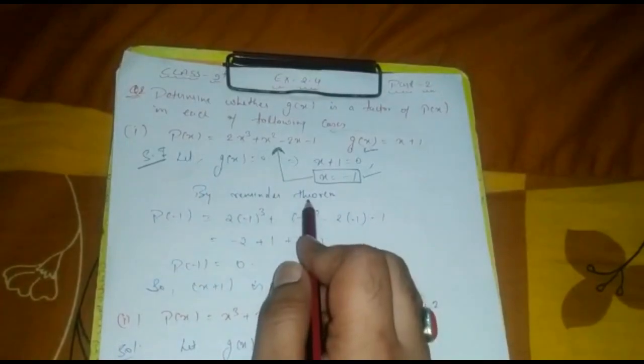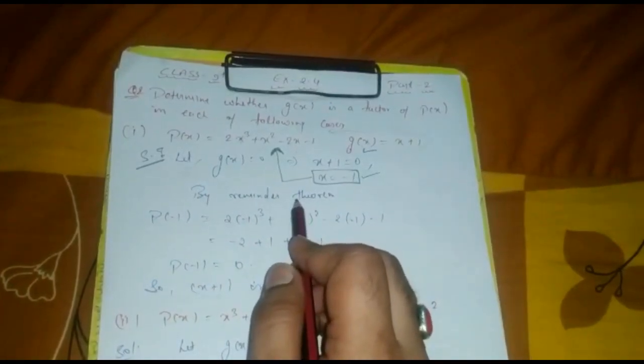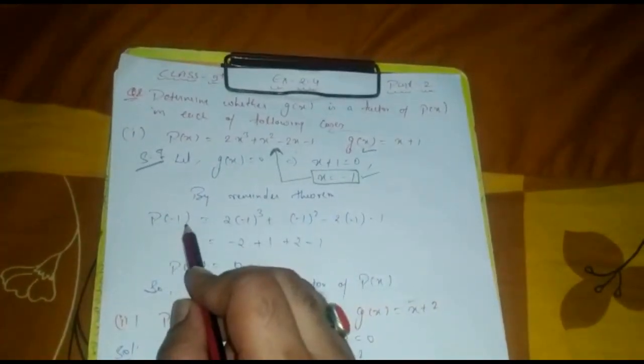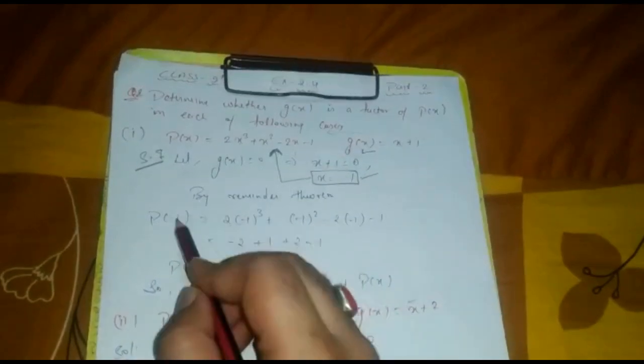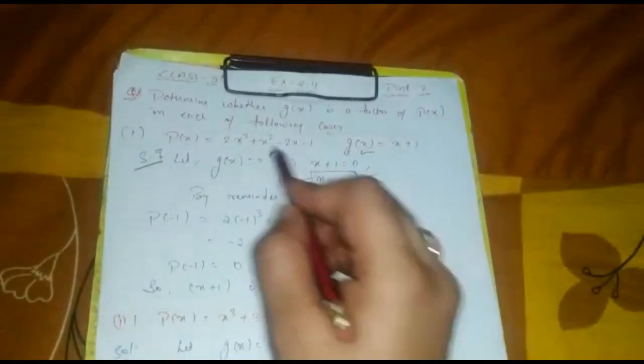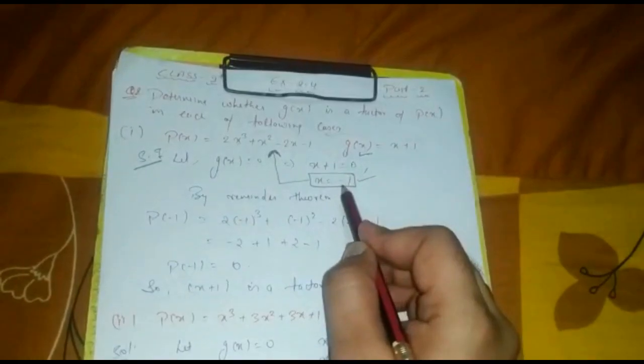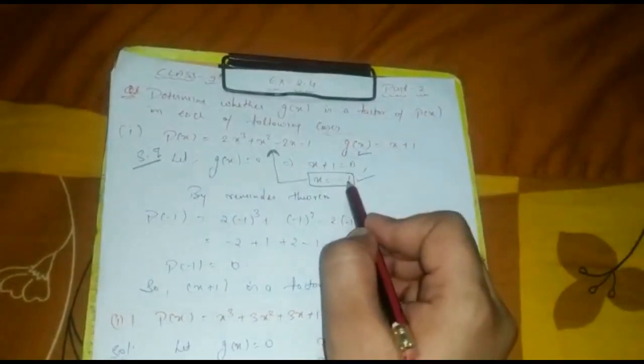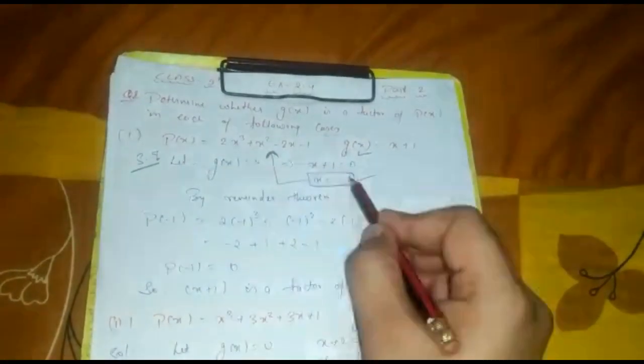So now by the remainder theorem, as we discussed in our previous video, p of minus 1 will be equal to p of minus 1. That means in place of x in this polynomial we have to put x equal to minus 1. So p of minus 1, that means in place of x we have put what?